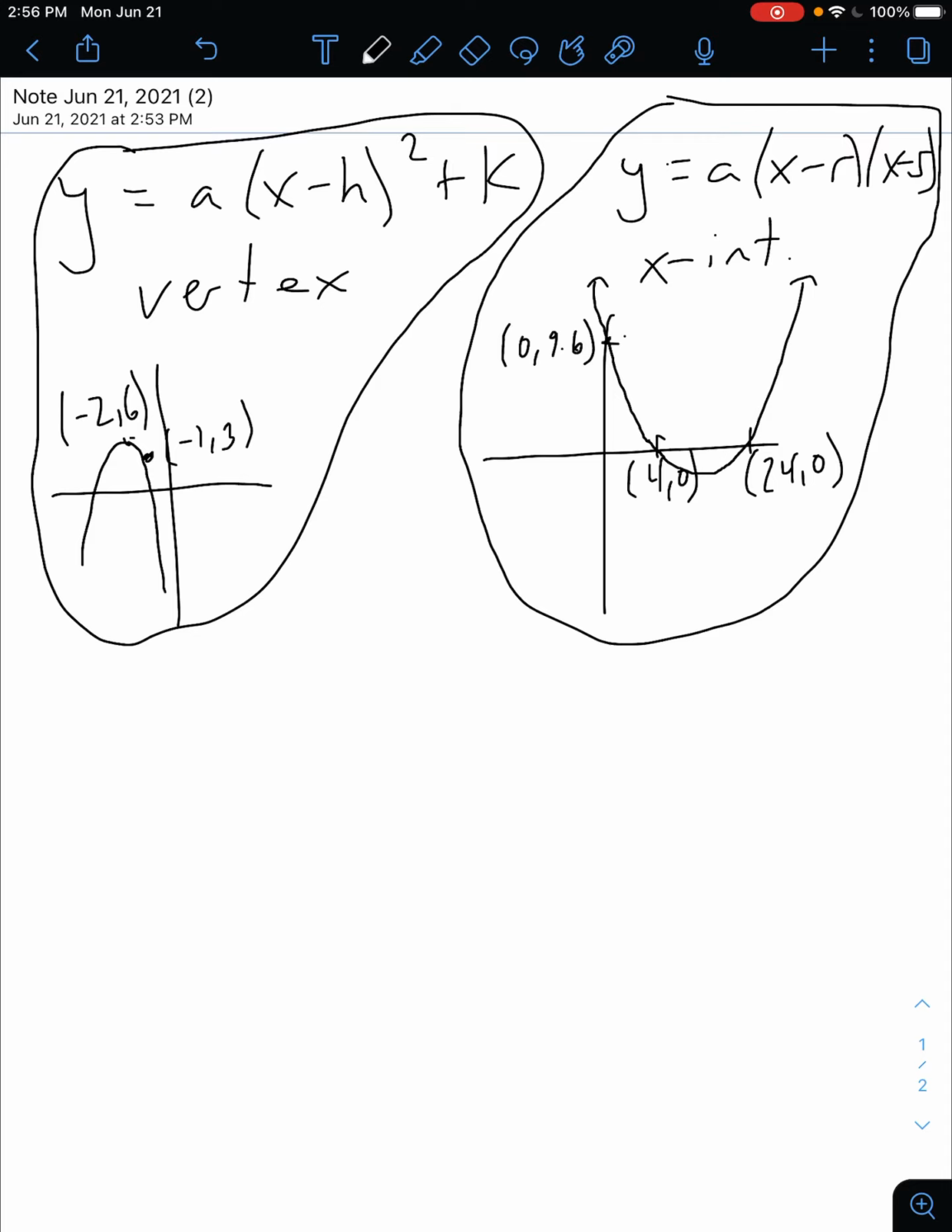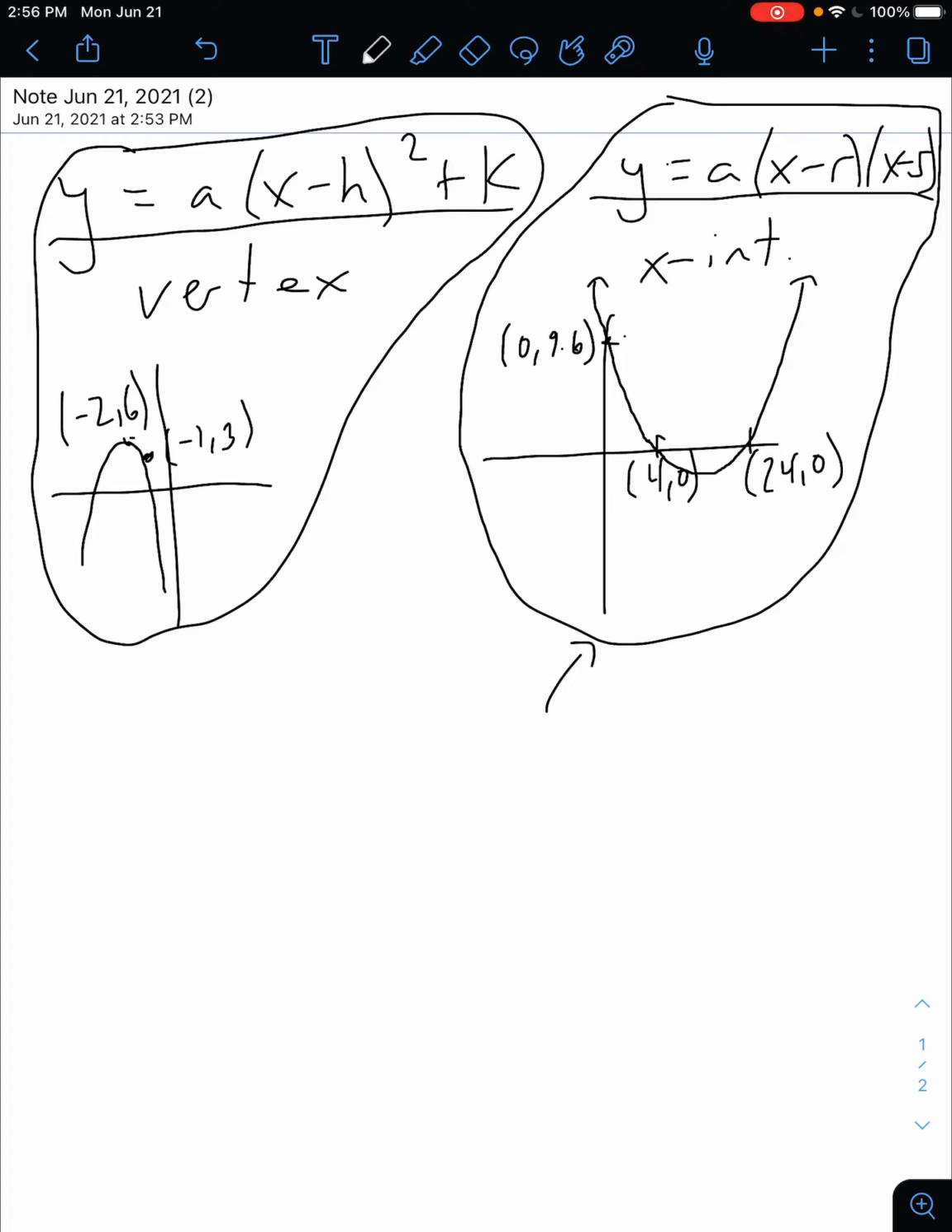And so the first thing you have to identify is, do I know the vertex or do I know the two x-intercepts? And then that's going to tell you which form to use. So look at the different forms between vertex form and intercept form. So here's what we do. I'm going to do the intercept one first. I think this one's a little bit easier.